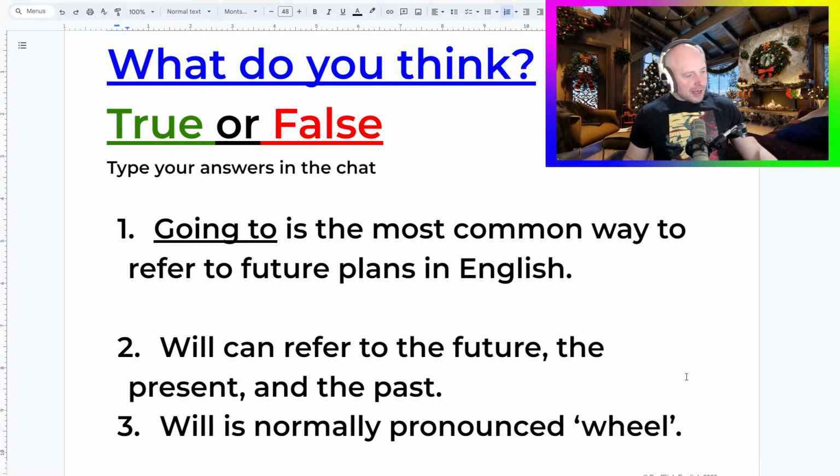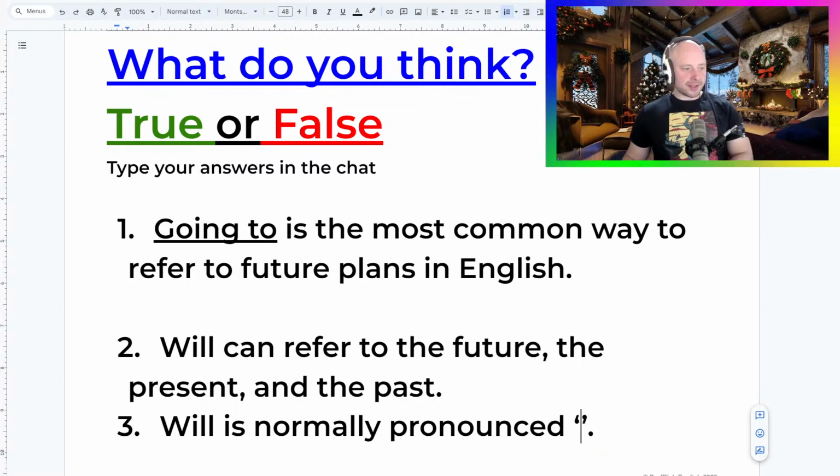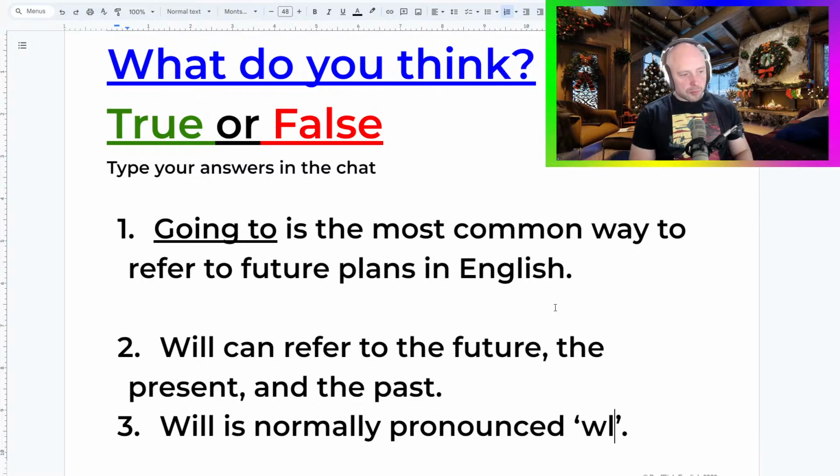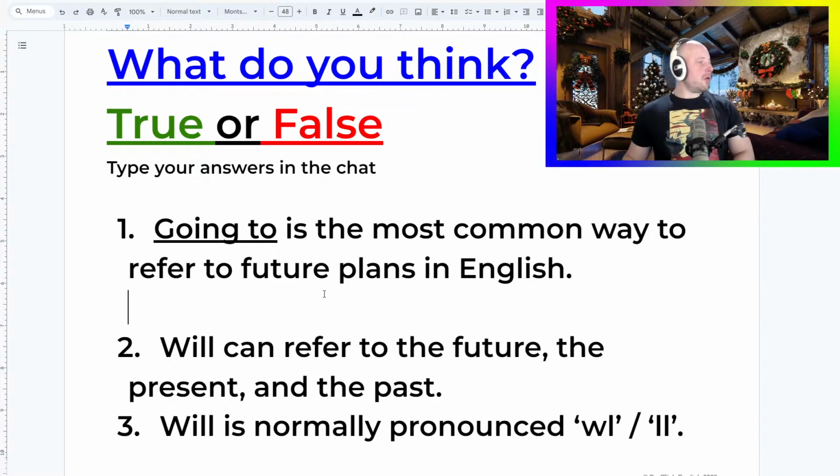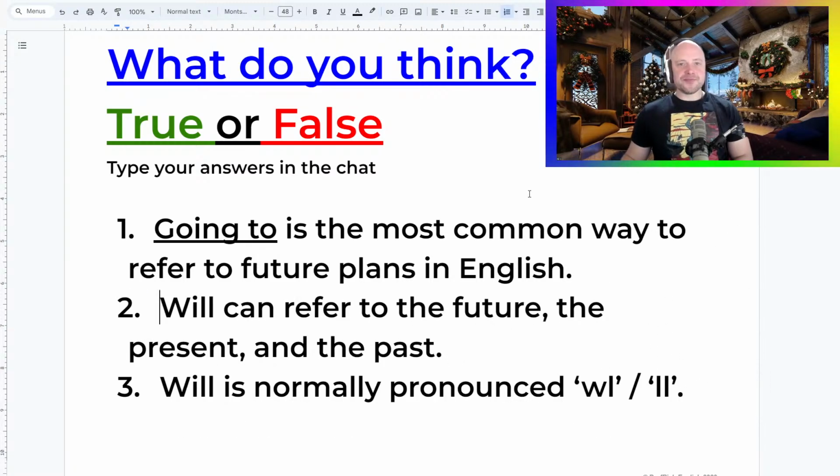Finally, number 3, will is normally pronounced wheel. No. No, it is not. Will is normally pronounced wool, or sometimes it's pronounced wul. So it's normally pronounced wool or certainly not wheel. So in fact, all 3 were false. Well done for that, folks.